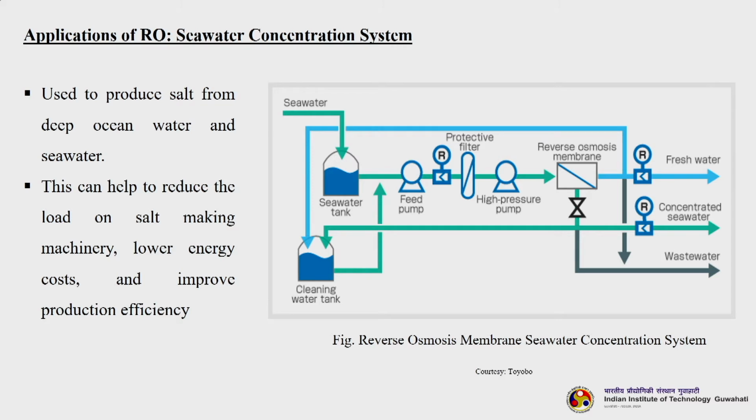So, this is a seawater concentration system. This is used to produce salt. Okay. So, this particular process is producing salt from ocean water and seawater. So, this can help to reduce the load on salt making machinery, lower energy cost and improve production efficiency.